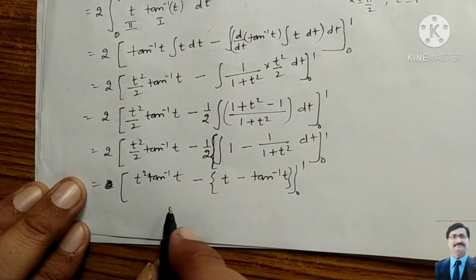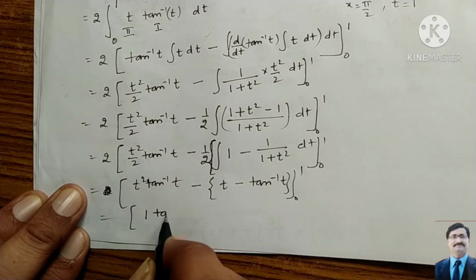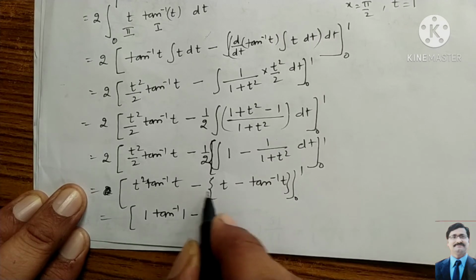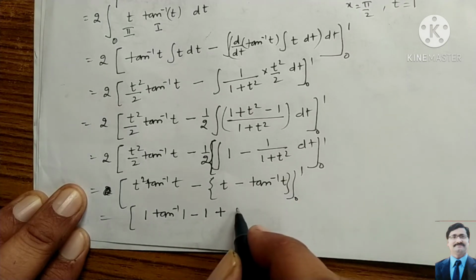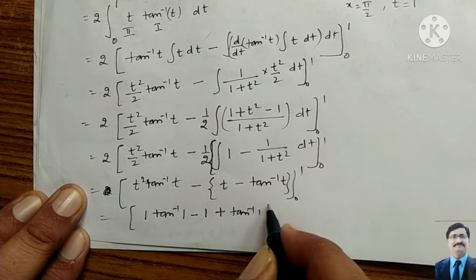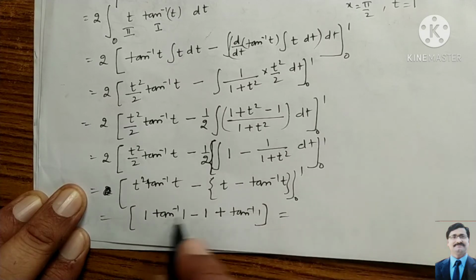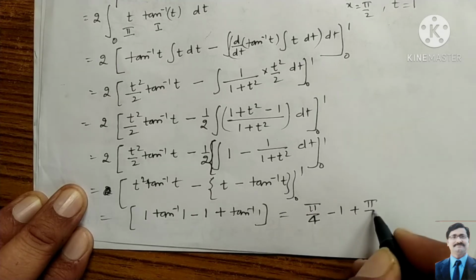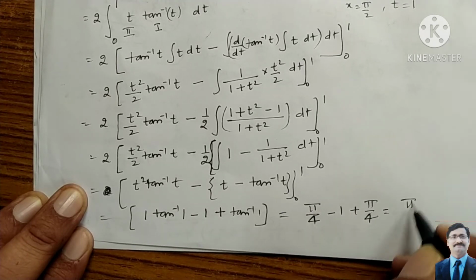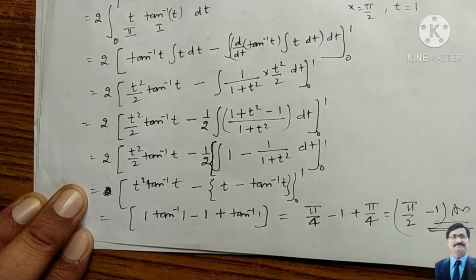Now first we put 1, so we get 1 square is 1 and tan inverse 1 minus t, which is 1, then minus minus will be plus, and tan inverse 1 we get. If we put 0 here, this will be 0, all become 0. Tan inverse 1 we get pi by 4 and minus 1, and here also pi by 4, and pi by 4 and pi by 4 we get pi by 2 and minus 1. So this is our answer. All of you understand this?